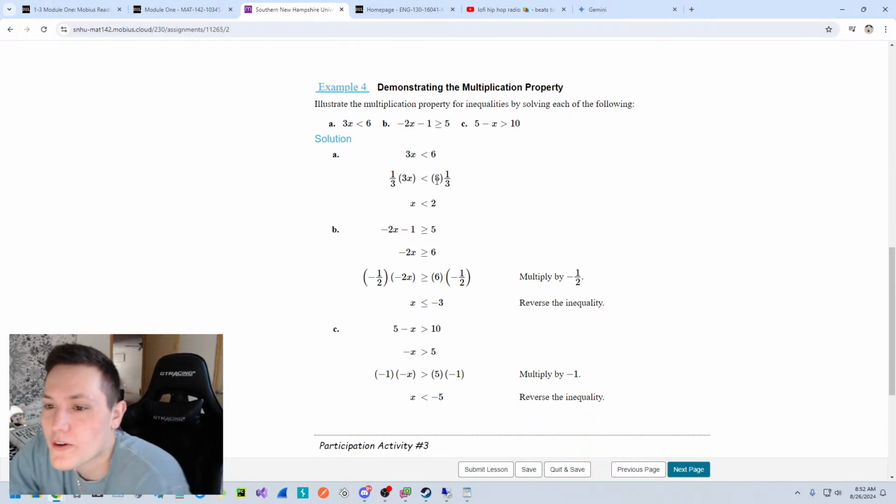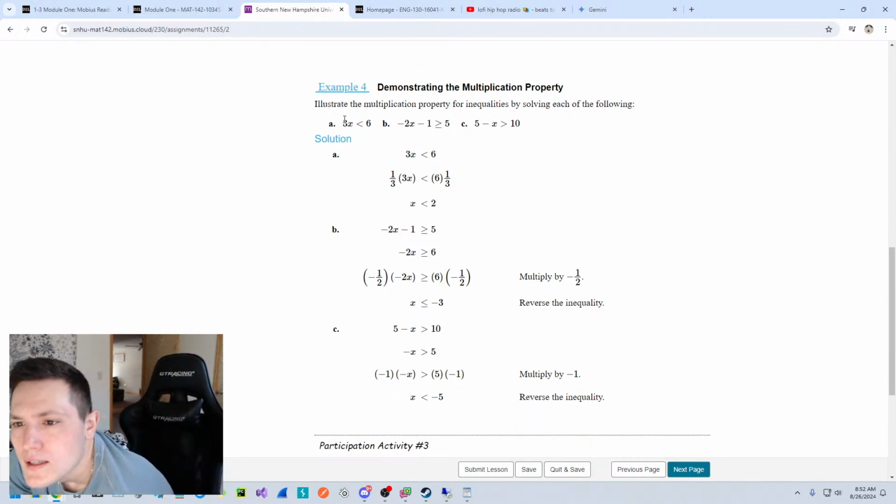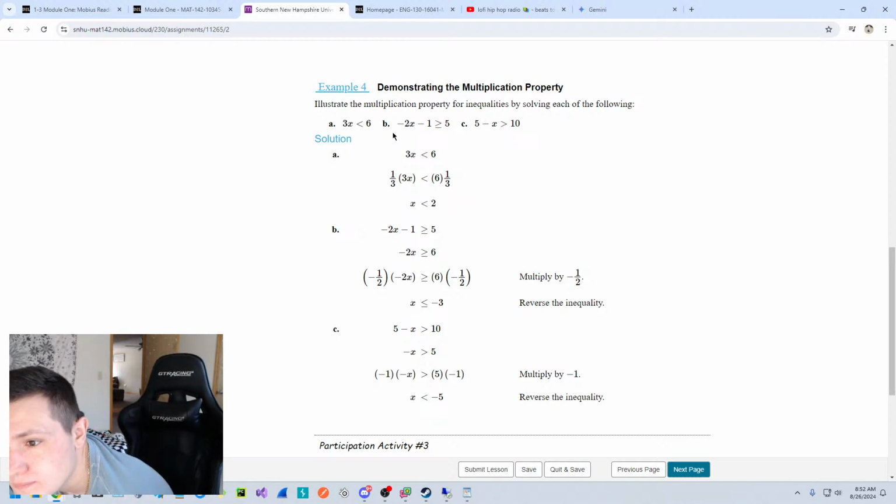Okay, before demonstrating the multiplication property. This is going to be harder though. So we just flipped a sign, I'm pretty sure, for this though. So for A, so we have 3x is less than 6. Where did we get this 1/3? So we're just adding numbers in here now. Alright, I'm so lost.